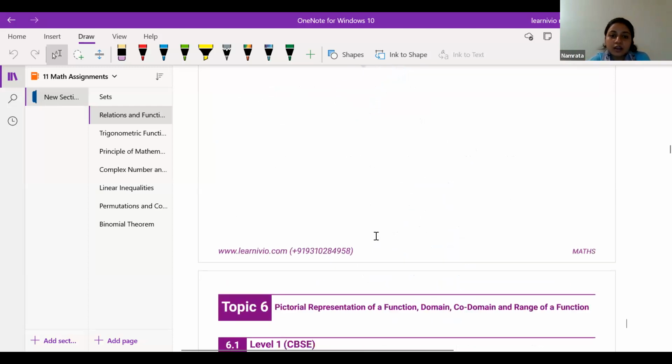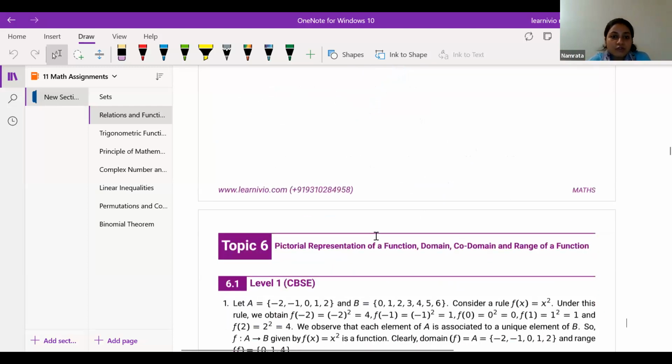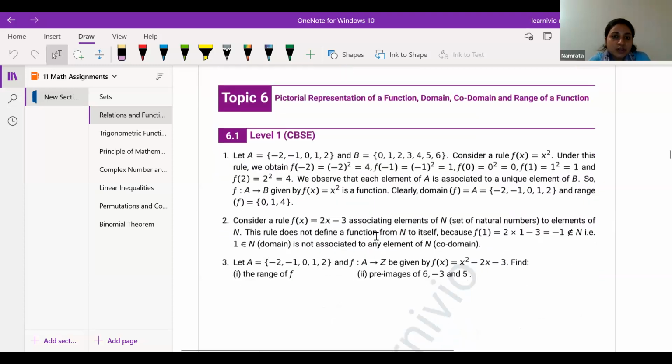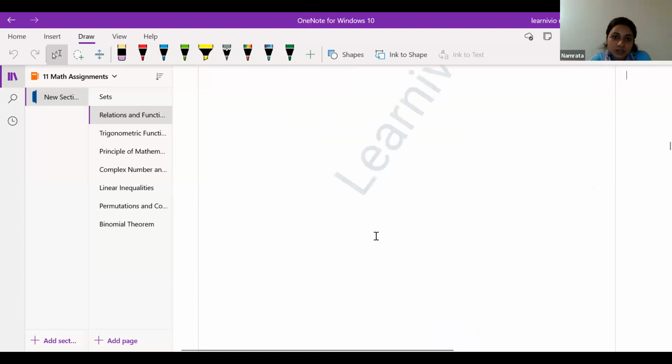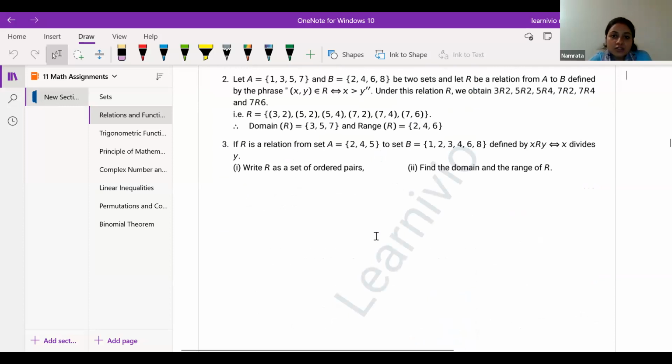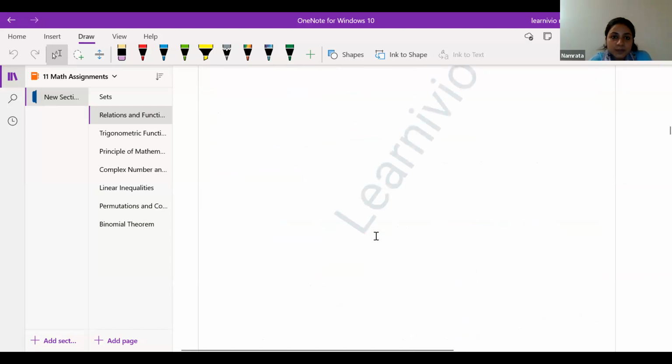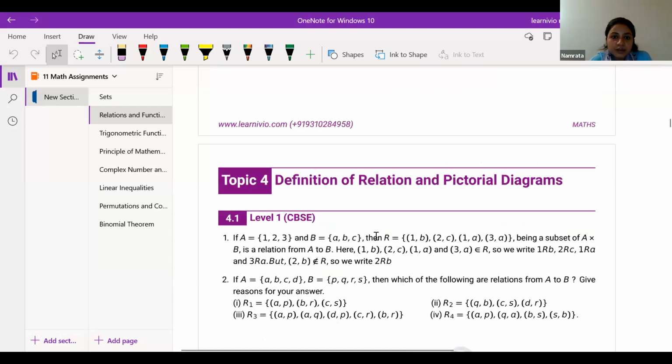I will send the numbers for homework. Here, pictorial representation of function, domain, codomain, and range of a function. We have not started function yet. The concept of function we will start in the next step. So up to here, domain and range and everything you can do as homework. Let me give the numbers. Topic 4, number 1 and 2. Write it down. I will also send it to you.